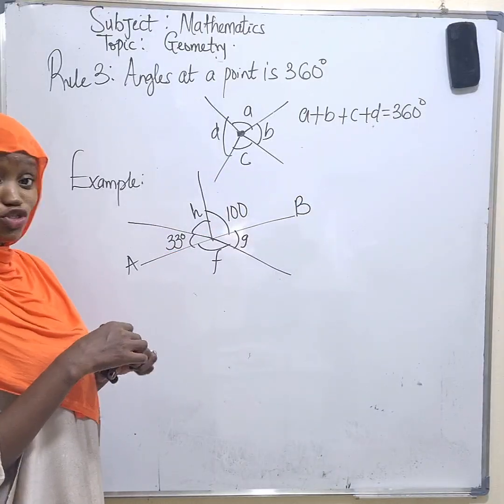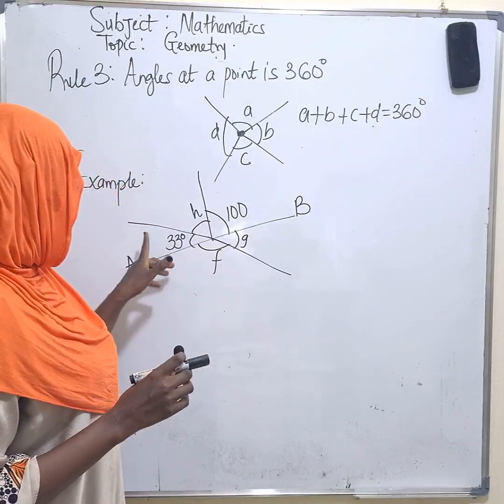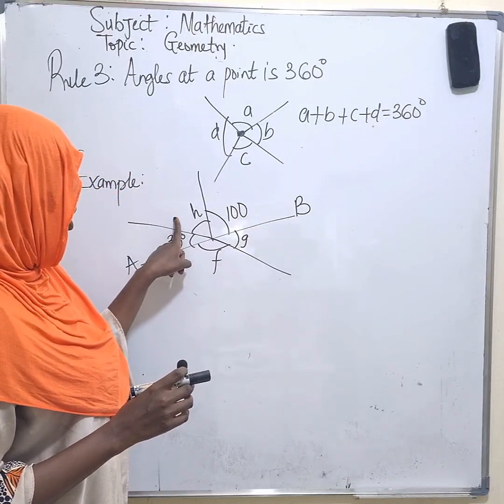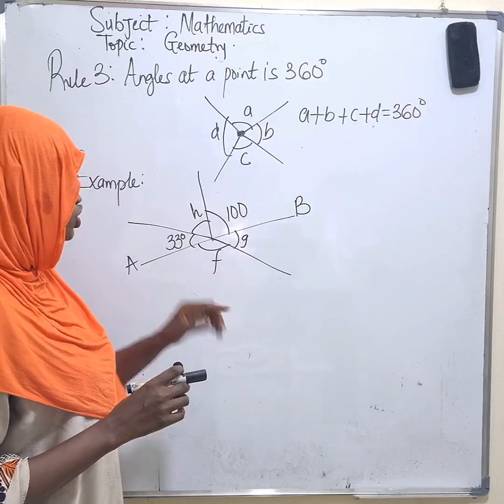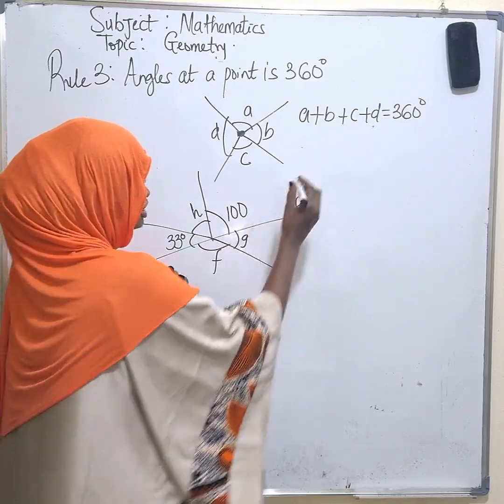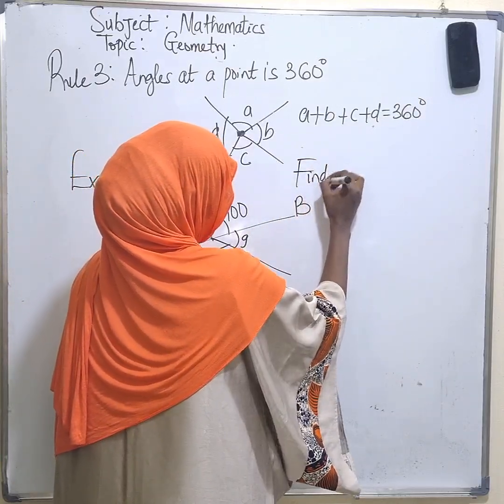Please don't mind my diagram, it's not drawn to scale. All right, so we have angle 33, angle H, angle 100, angle F, and angle G. So we are required to find the missing angles here.